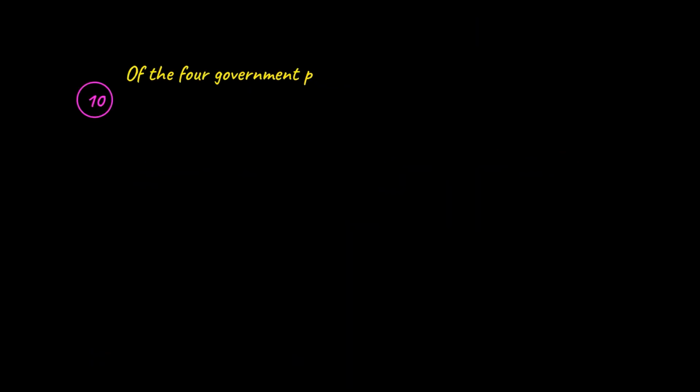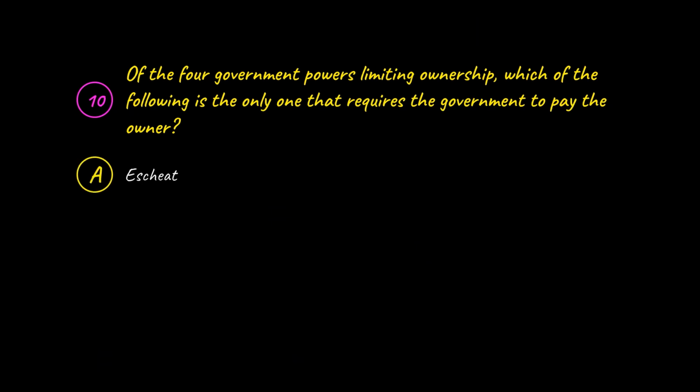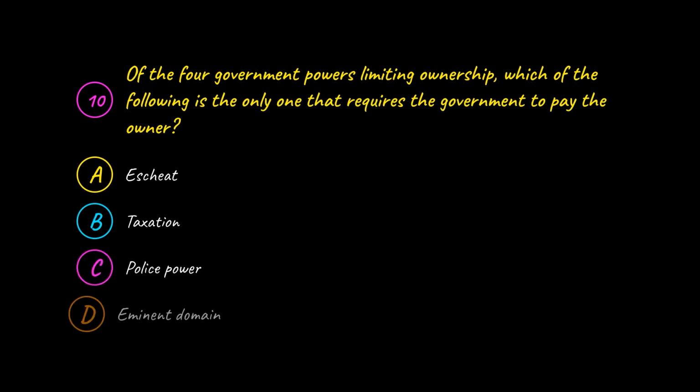Question 10. Of the four government powers limiting ownership, which of the following is the only one that requires the government to pay the owner? Your options are A. Escheat, B. Taxation, C. Police power, D. Eminent domain. Take a second. Which answer would you pick?